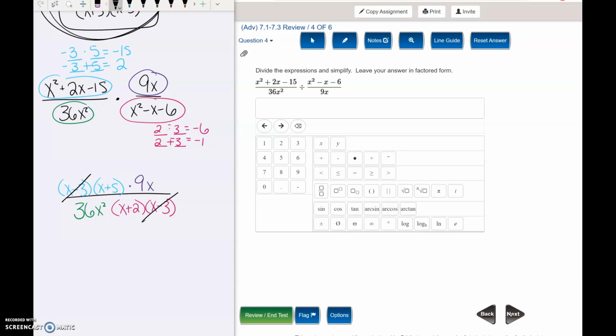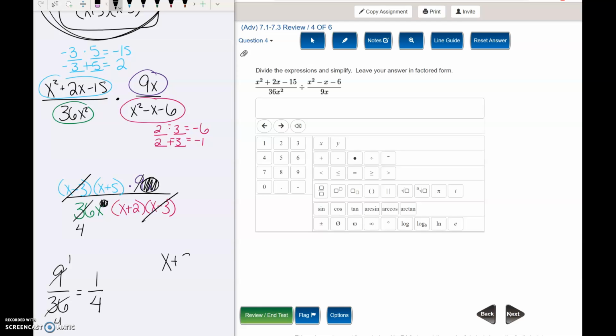The 9 and the 36. If you think about the fraction 9 over 36, that simplifies to the fraction 1/4, because you can do 9 divided by 9 to get 1 and 36 divided by 9 to get 4. So that becomes a 4 on the bottom. This x is going to cancel out one of these two x's, leaving you with just one x in the bottom. So what do we have left?